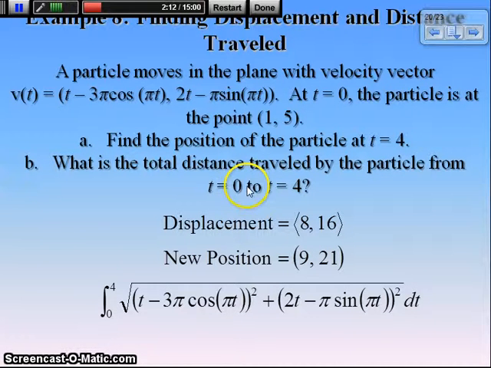The total distance traveled, again, is the integral of the magnitude, the square root of a squared plus b squared, from 0 to 4. And I'm not even going to try and solve that one by hand. It would just be ridiculous. So we'd solve that one by calculator, and we get 33.533. So we moved a total distance of 33.533, and we moved from this spot here up to this spot right here.